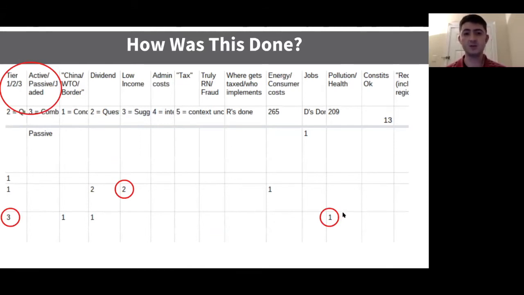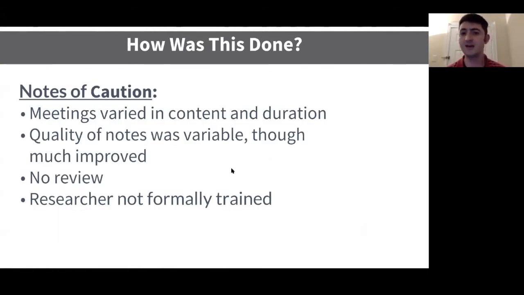And then the other things I'll track, 3 is a suggested focus. So they're saying, you guys should really focus on this aspect, like administrative costs. 4 would be interest. So I'm interested in energy and consumer costs. And then 5 is the context is unclear, or it's something else. Most often, if it's something else, it's just a statement of fact. So the word tax is a problem. That would be a statement of fact.